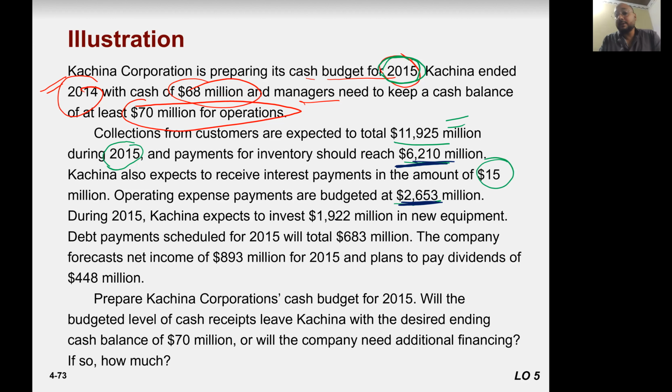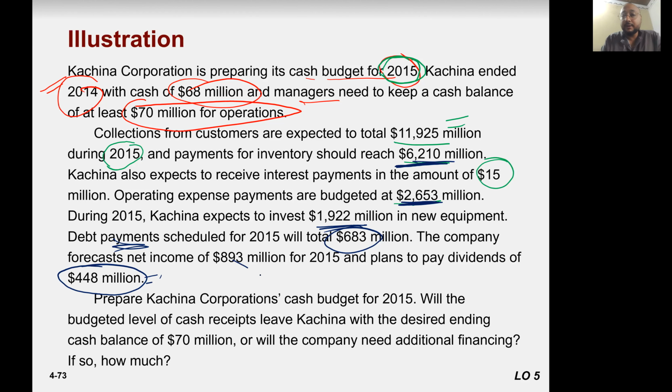Kachina expects to invest 1922 in new equipment. When they purchase new equipment, this is a cash outflow, cash going out, new equipment coming into the business. So debt payments 683. The company forecasts net income and plans to pay dividends. So dividend is a payment.